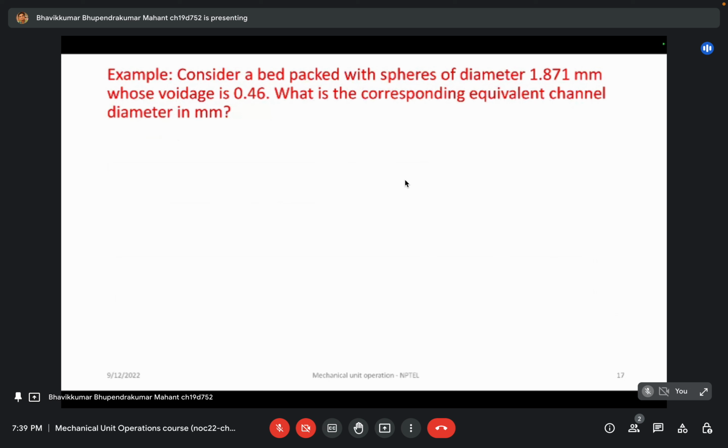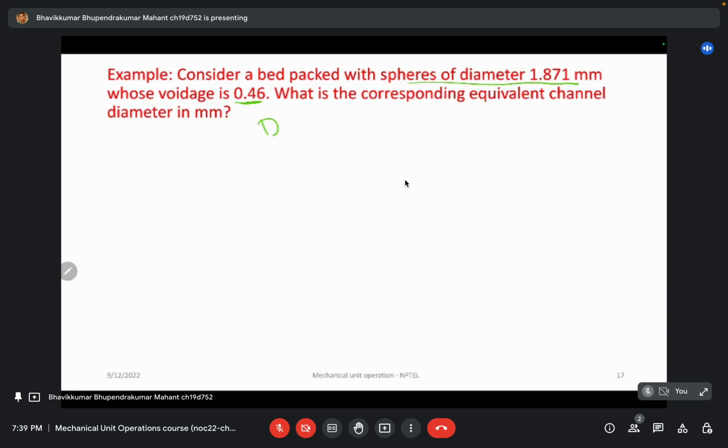Now we start with our examples. Okay. So first is consider a packed bed. Consider a bed packed with spheres of diameter 1.871 millimeter. So our packed bed has small spheres, which have a diameter of 1.871 millimeter and whose voidage epsilon is 0.46. Then what is the corresponding equivalent channel diameter in millimeter?